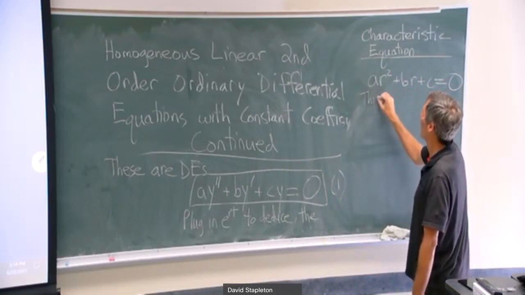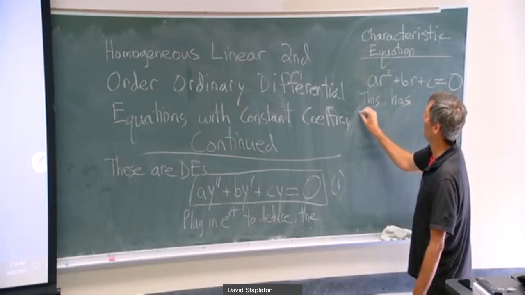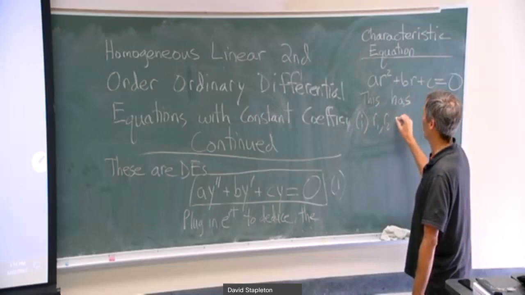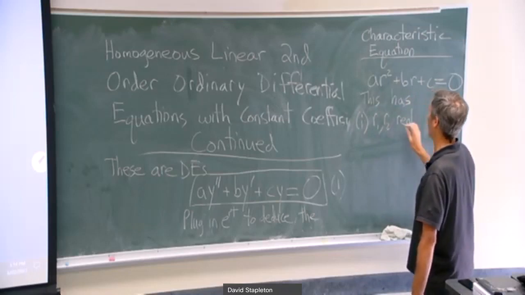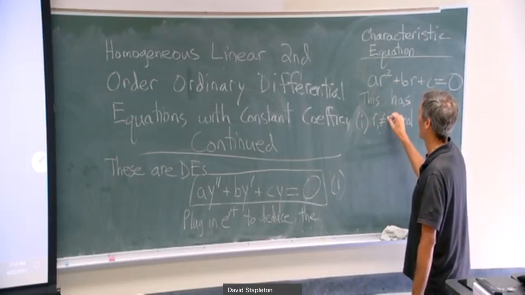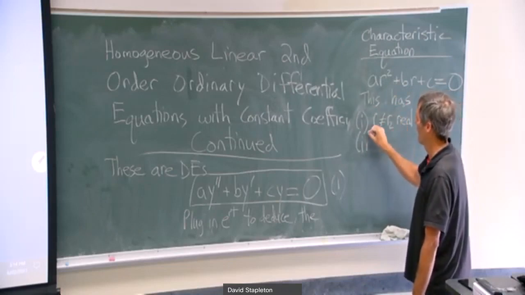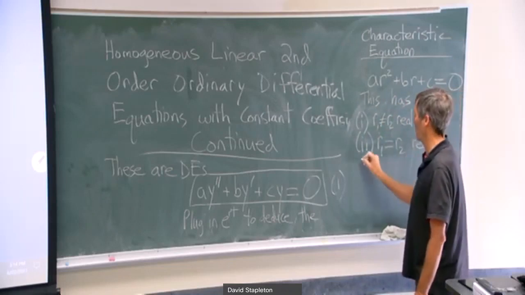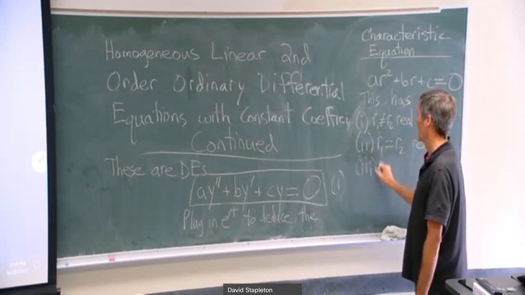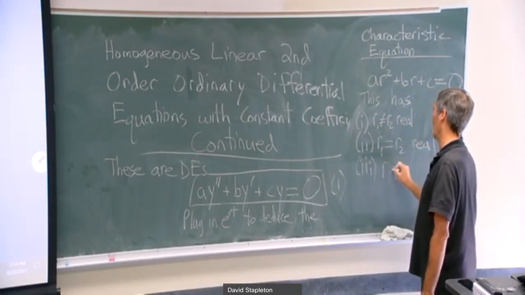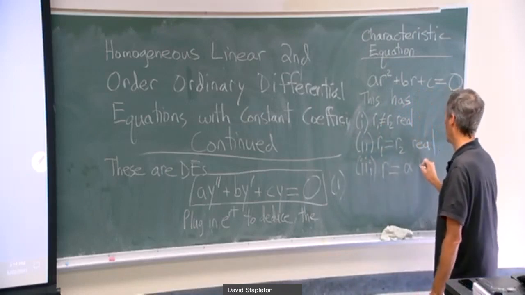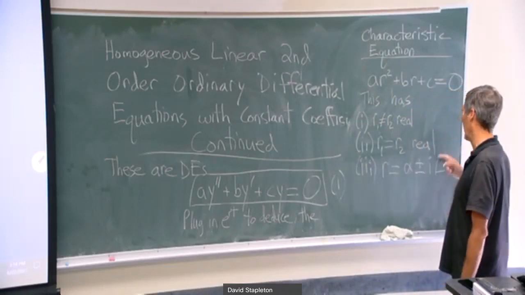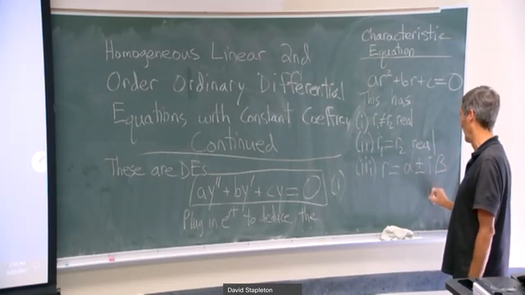In three cases. One, it can have r1 and r2 real and not equal. Two, it can have r1 equal to r2, real numbers. Or the third possibility is that r1 and r2 are complex conjugates, a number, let's say alpha, plus or minus another number i beta. So there's two solutions here, and they have an imaginary part, i denoting the square root of -1.